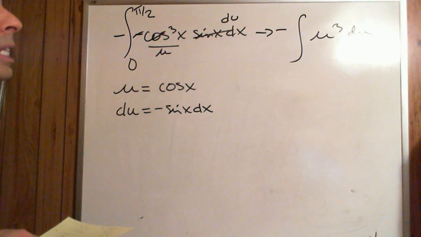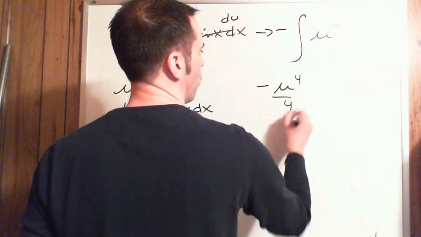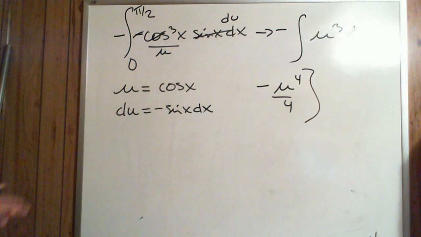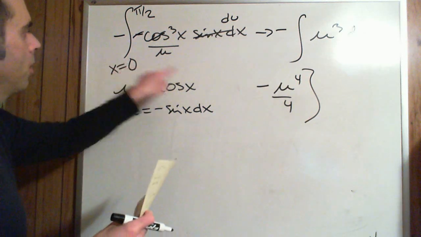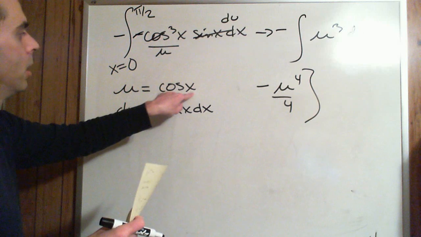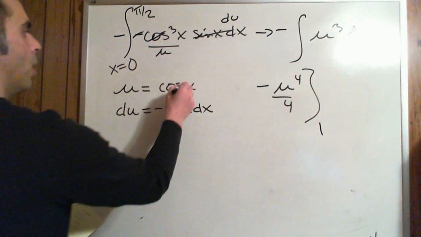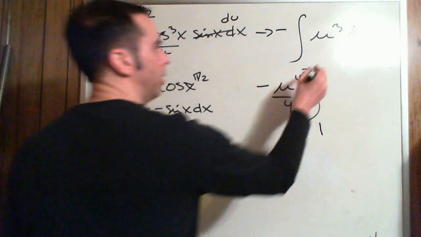And that's u to the nth, so its antiderivative is negative u to the 4th over 4. But now we have to evaluate that antiderivative. So this is for when, again, x is 0. So I put 0 in for x right here. The cosine of 0 radians is 1. I put pi over 2 in for x. The cosine of pi over 2 is 0.